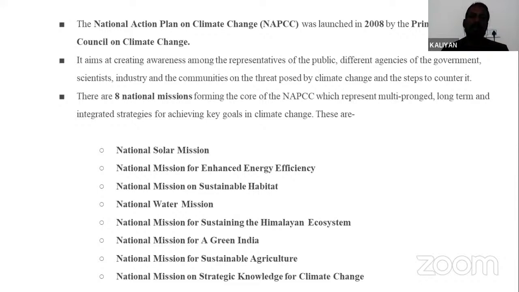One is the National Solar Mission, National Mission for Enhanced Energy Efficiency, National Mission on Sustainable Habitat, National Water Mission, National Mission for Sustaining the Himalayan Ecosystem, National Mission for a Green India, National Mission for Sustainable Agriculture, and National Mission on Strategic Knowledge for Climate Change. So these are the 8 national missions of the NAPCC, National Action Plan on Climate Change.